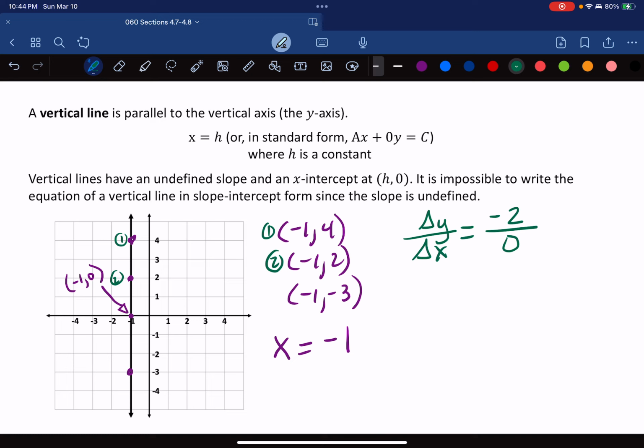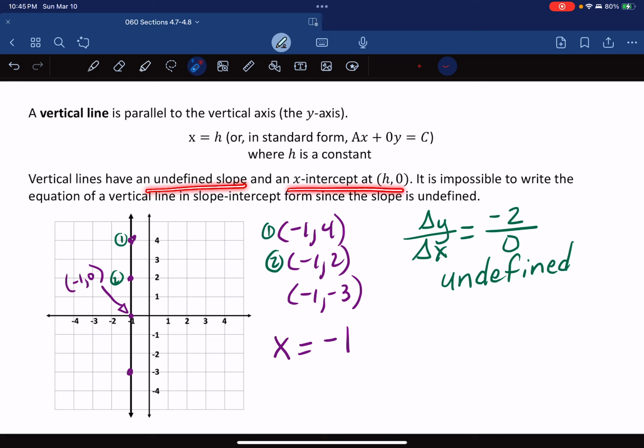But when I do -2 over 0, I can't divide by 0, which means my slope is going to be one of those that are undefined. When we talked about 4 different types of slopes, we said that if we're dividing by 0, we have an undefined slope. And so anytime we have a vertical line, our slope is undefined. So now we know what our slope is, and we know what our x-intercept is.